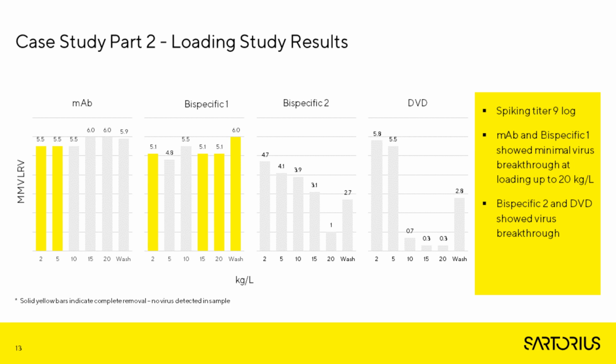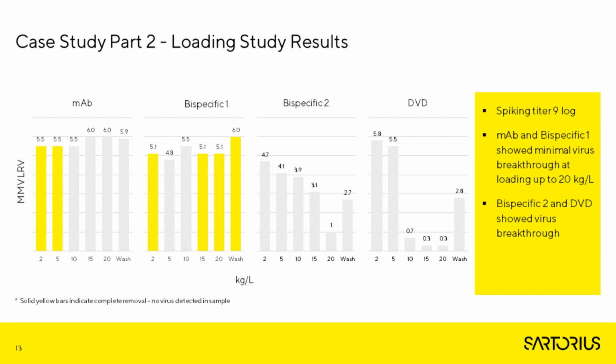So the question is, why is there a difference with the loading capacity and virus retention between these molecules? Well, the simple answer is that there are negatively charged molecules binding to the membrane and competing with the virus for binding, especially with the bispecific 2 and DVD products. So it appears that the MAB and the bispecific 1 did not have any negatively charged molecules present, and the virus was able to completely bind to the membrane.